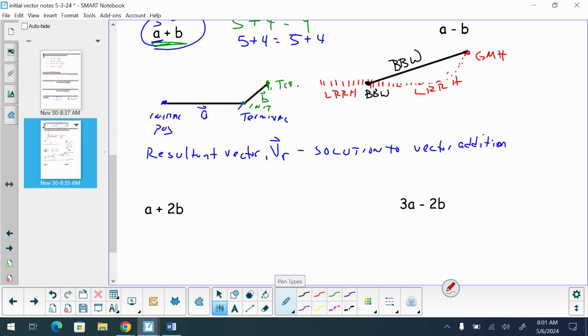Well, the reason why we talk about Little Red Riding Hood and the Big Bad Wolf is, Little Red Riding Hood went the long winding way to Grandma's house. Big Bad Wolf went the shortcut to Grandma's house. Well, the shortcut to Grandma's house is also called your resultant vector.